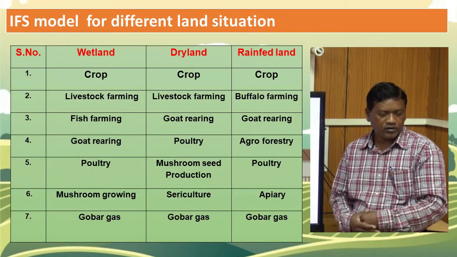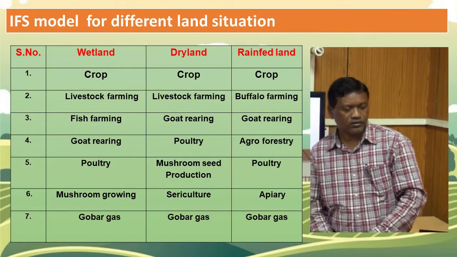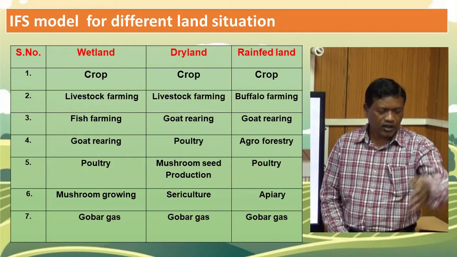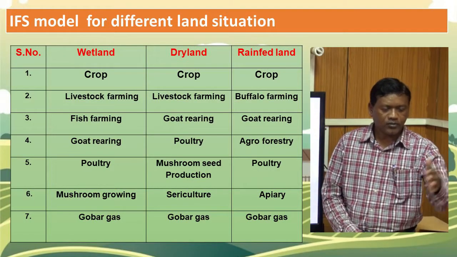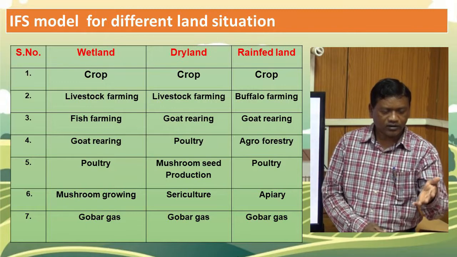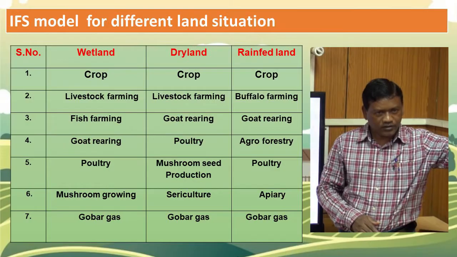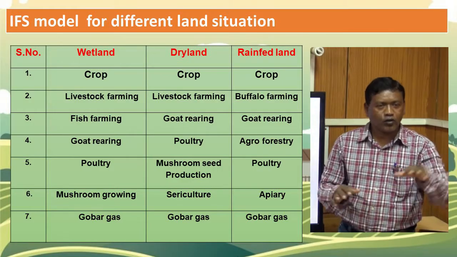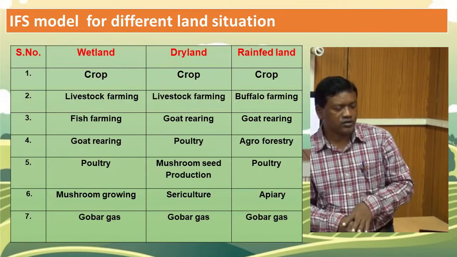These are the models. First, models for different land situations. The farming system can be adopted in the different land situations. If the land is wetland, then you can select different types of crops accordingly. If the land situation is different, if it is upland, then the crop is different, and if it is medium land, all the crops should be grown according to the land situations.